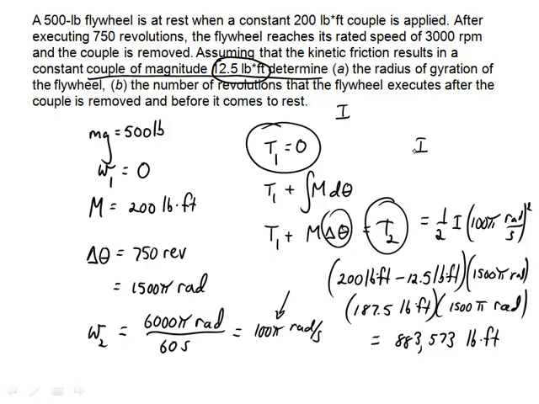And so if I solve this for I, I get 17.9, and that's going to be slug-feet squared. And then I'm going to set that equal to m k squared. But keep in mind the mass is 500 pounds divided by gravity, so the mass is equal to 15.53 slugs. That should be a k squared. And so my radius of gyration k will be 1.074 feet. Okay, so my energy then is 883,573 pound-feet. So that's my kinetic energy, and that's equal to T2.